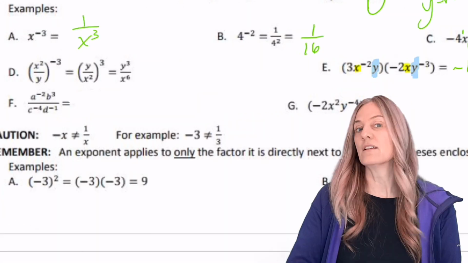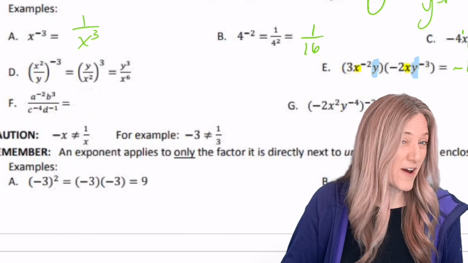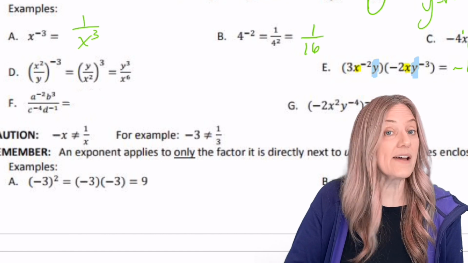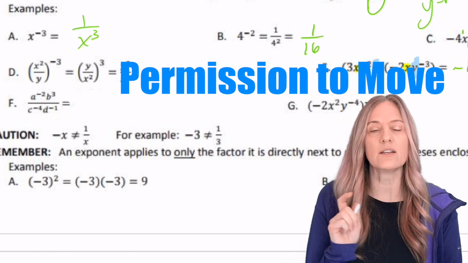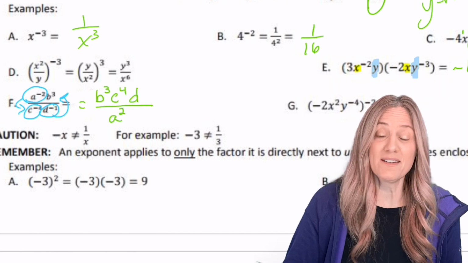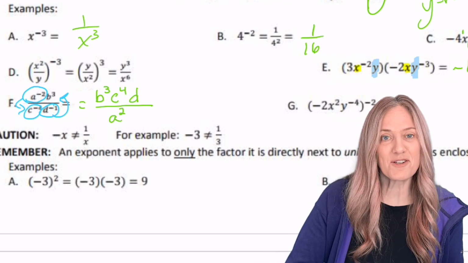Looking at example F. All right, I have 4 different variables. Which ones have negative exponents on them? Those are the ones with permission to move. I like to circle and draw an arrow. B cubed did not have permission to move, but all of the other variables did. Did you get the correct answer?